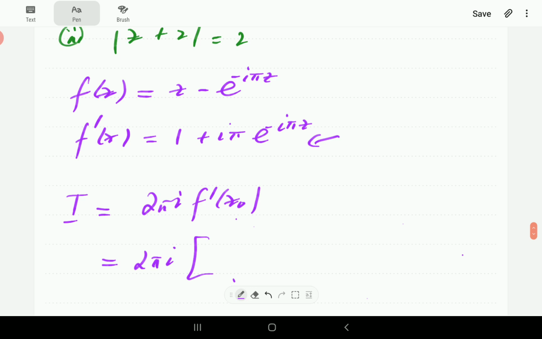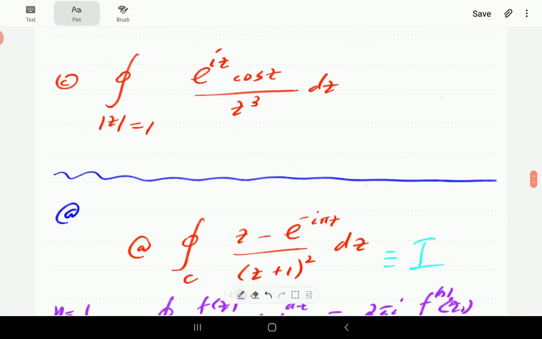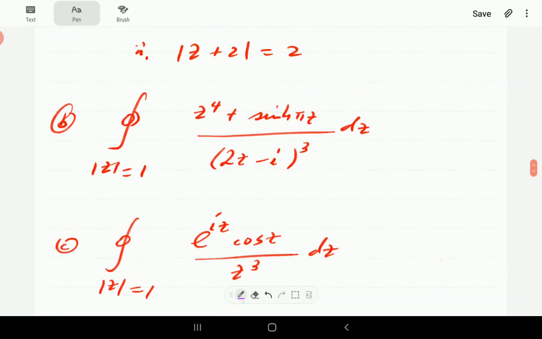So if we plug in negative 1 there, we're going to have 1 plus i pi e to the i pi, because when we plug in negative 1 that's just going to be i pi. So there's going to be 2 pi i times 1 minus i pi, because e to the i pi is negative 1, and then we can leave it in that form. So that is part A. This is part B, so let's see how part B is going to work out.